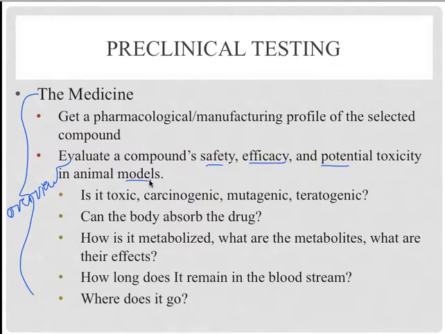You're going to determine whether it's toxic. Carcinogenic, meaning is it a cancer-causing compound? Mutagenic, is it going to mutate genes? Teratogenic. Can the body absorb the drug? How is it metabolized? What are the metabolites? What are their effects? How long does it remain in the bloodstream? And where does it go?